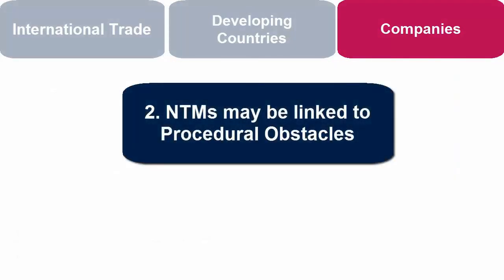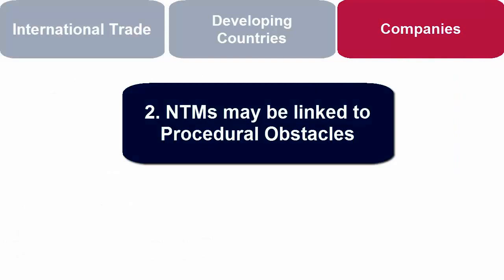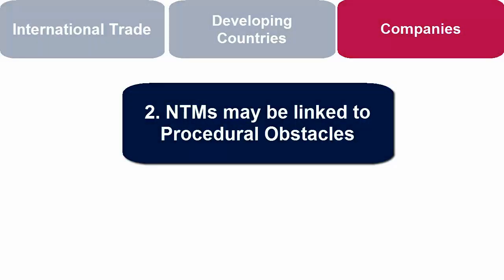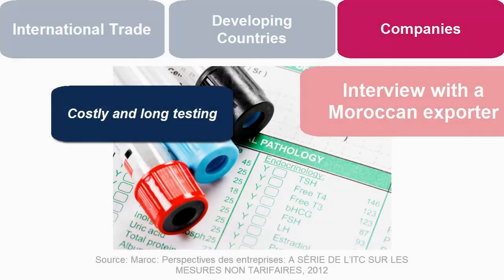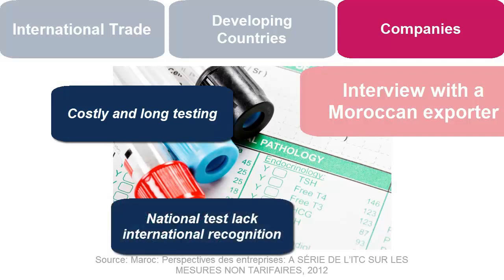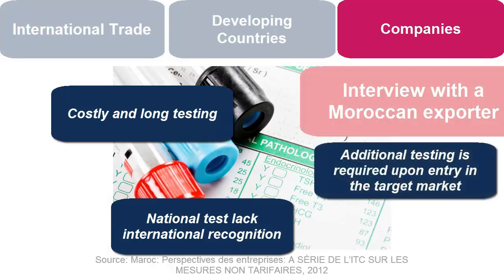Alternatively, there may be practical challenges that make compliance with the NTM difficult. These challenges are called procedural obstacles and relate to the processes involved in complying with the NTM rather than the NTM itself being a problem. The following Moroccan exporter illustrates this point. Moroccan exporters have to undergo costly and long testing that can take up to 21 days before they receive a certificate. In addition, tests carried out on almonds in Morocco are not recognized by the EU. Thus, upon import to the EU, products from Morocco are subject to additional testing.